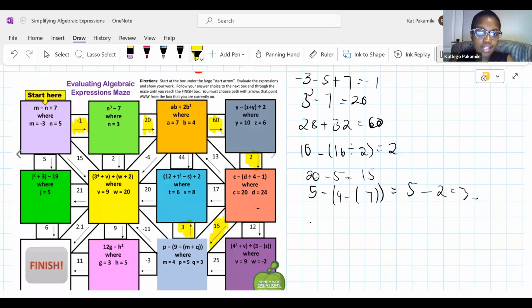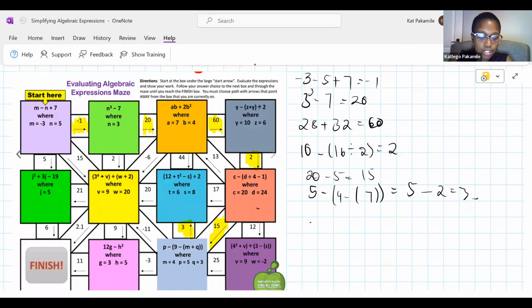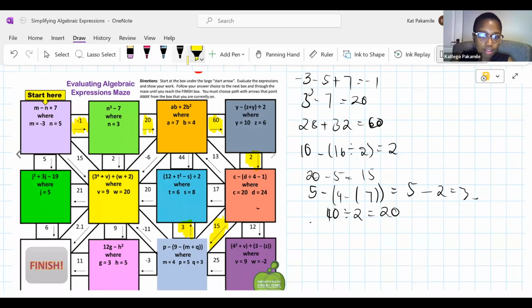Oh, you guys have fast fingers. So Fato says 203. There is no 203. Oh, you meant 20. I think Fato meant 20. Paula says 20 also. Let's see if it's 20. It's going to be 12 plus t squared, which is 36. That's 48 minus 8, which is 40 divided by 2. That is indeed 20. So we will be going to the left.